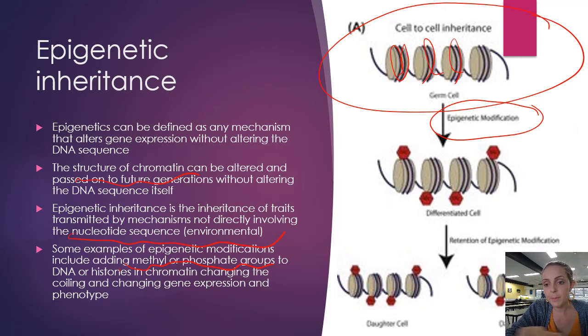An example of epigenetic modification would be the binding of a methyl group or a phosphate group, and that is able to be inherited and passed on to the offspring. However, it doesn't actually change the structure of the DNA. It just interferes with how the coiling works within the chromosome and how the genes are expressed.